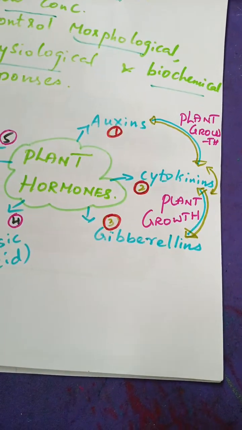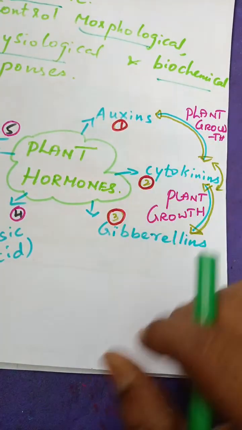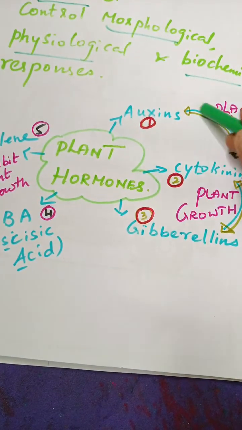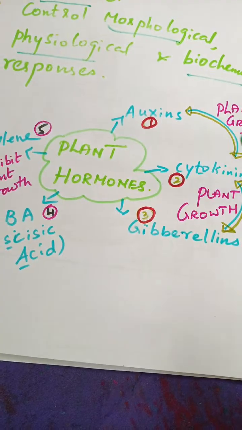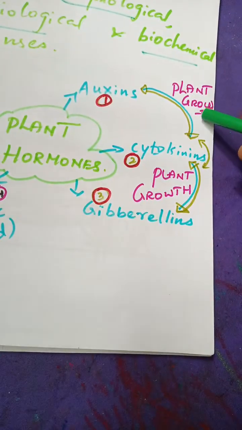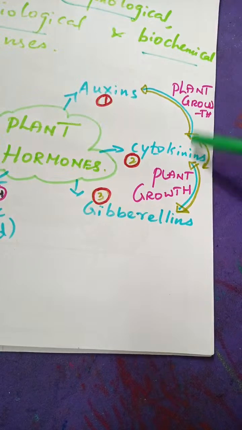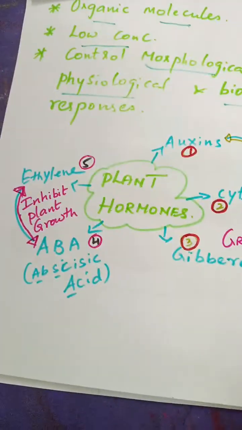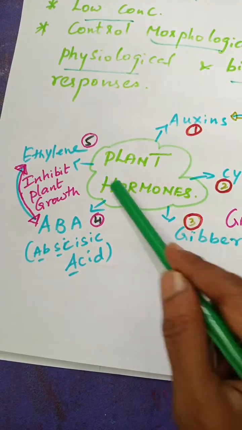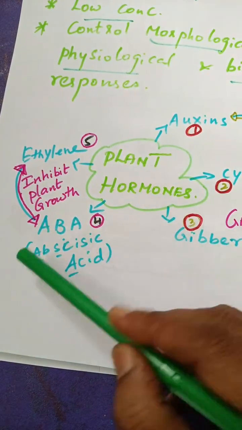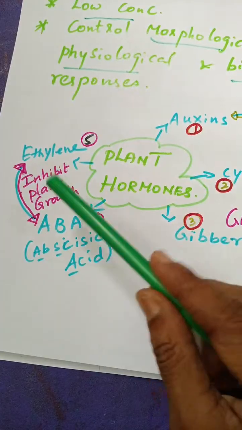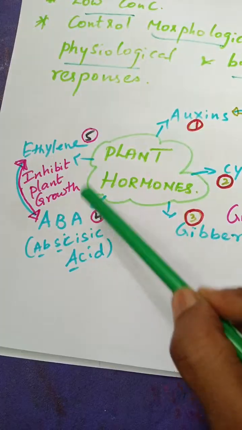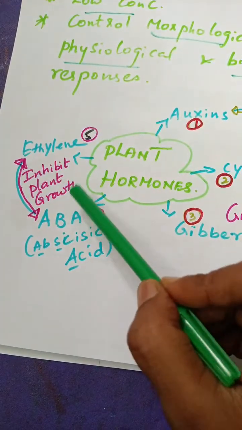They are nothing but the auxins. So the auxins, the cytokinins, and the gibberellins: these are the three hormones that are going to promote plant growth. And then there are the other two hormones, abscisic acid (ABA) and ethylene. These two hormones will promote the inhibition of plant growth.